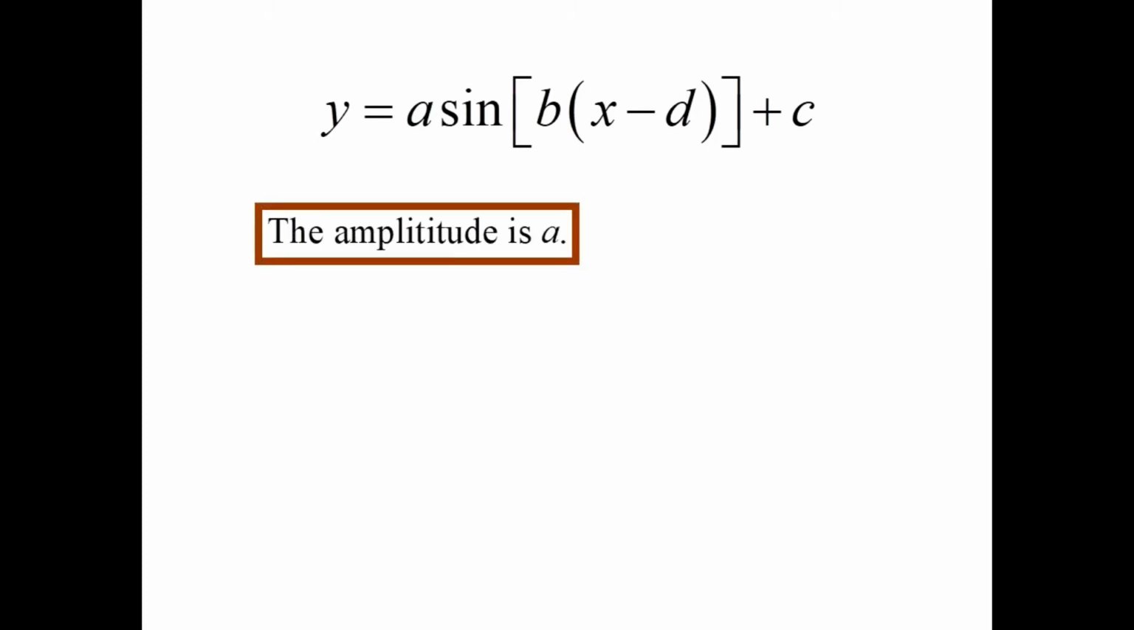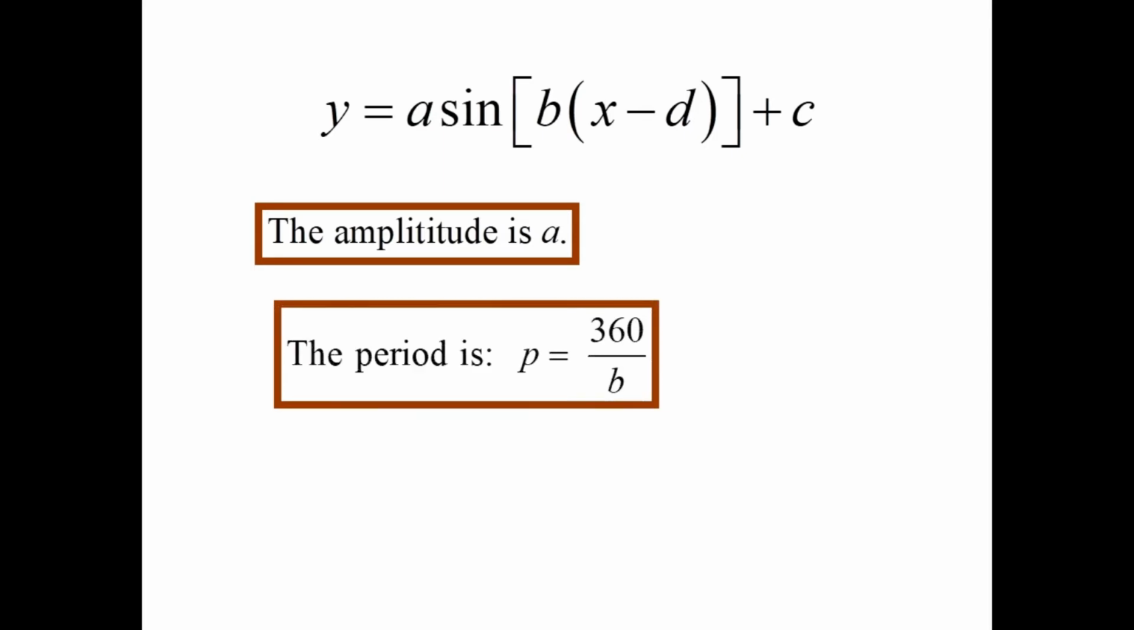The amplitude will be A. So the amplitude of the sinusoidal function will be whatever the coefficient is out front. Meanwhile, the period, P, will be 360 divided by the factor on x. So the period will always be 360 divided by this number here, which is in front of the x.